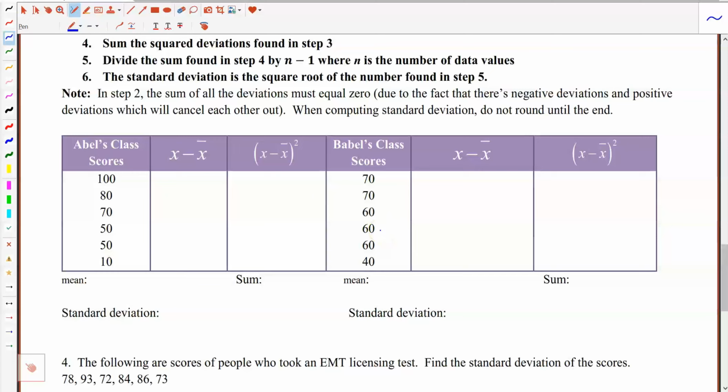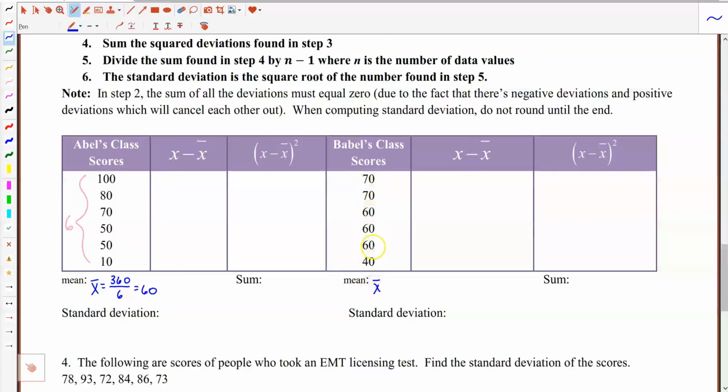So for the mean in this one, I would add up all these data values and then divide by how many there are. So if I were to add them all up, I would find that the mean is going to be then 360 divided by how many data values there are. So in this particular example, there are 1, 2, 3, 4, 5, 6 data values. So I would have 360 divided by 6, or 60. Now before going any further, let's go over to Babel's class. So in Babel's class, let's add up all those values to find its mean.